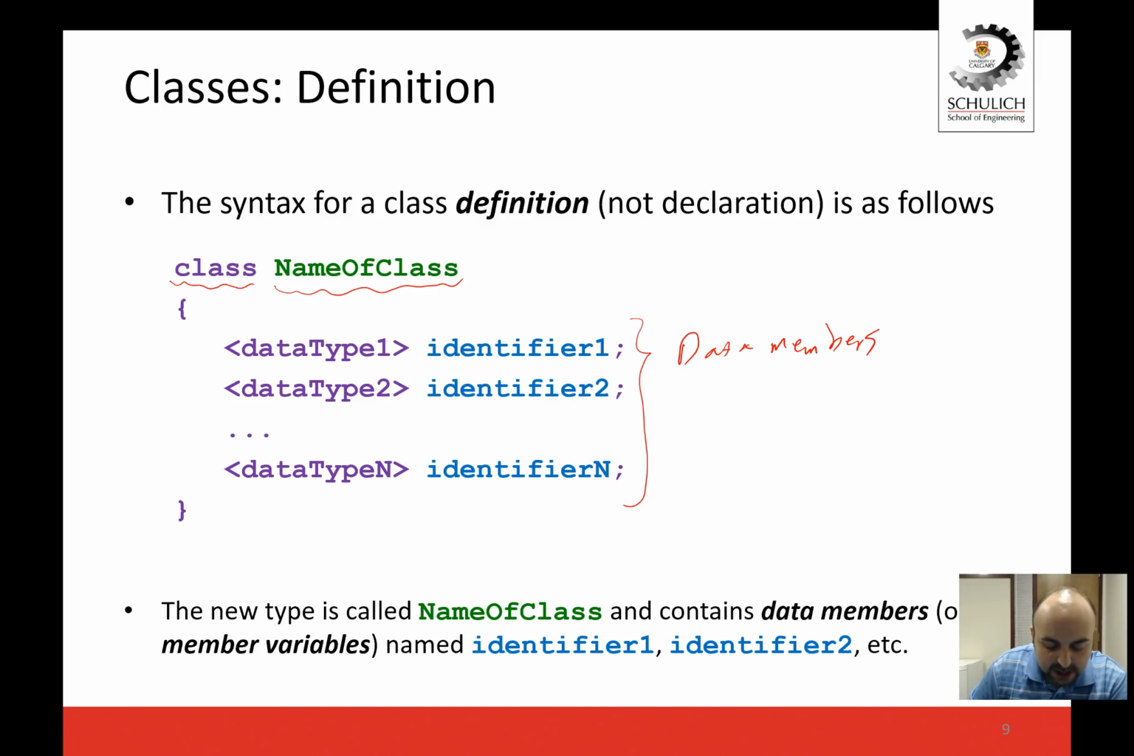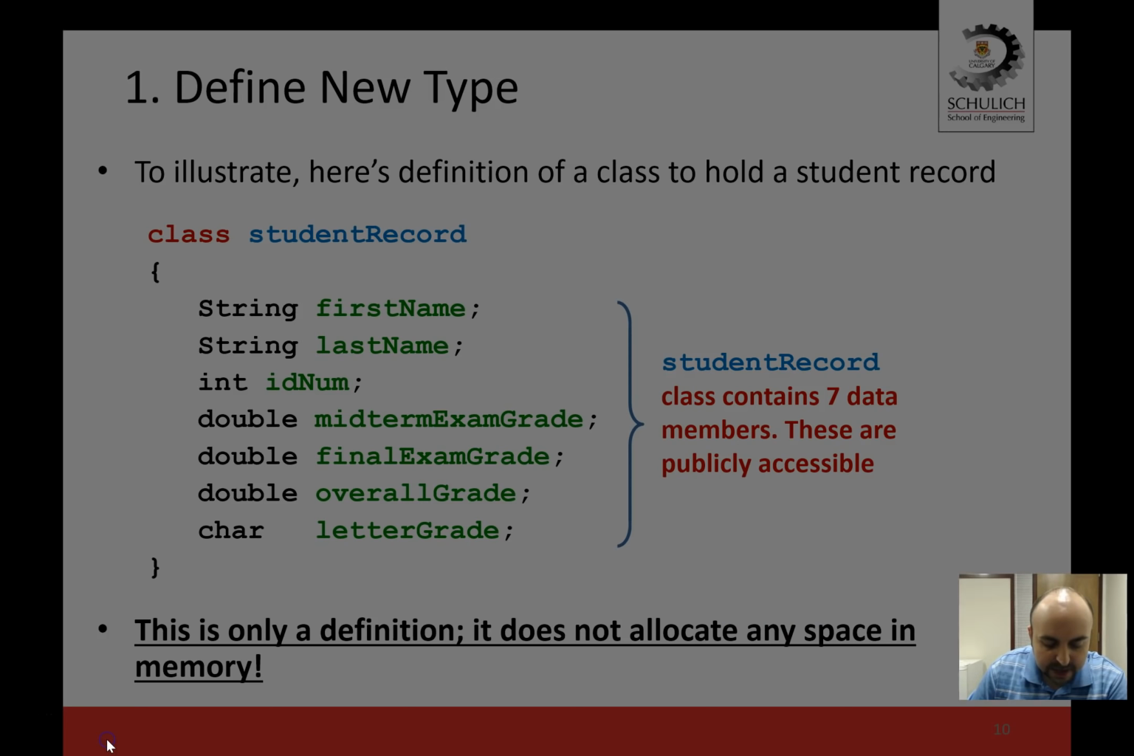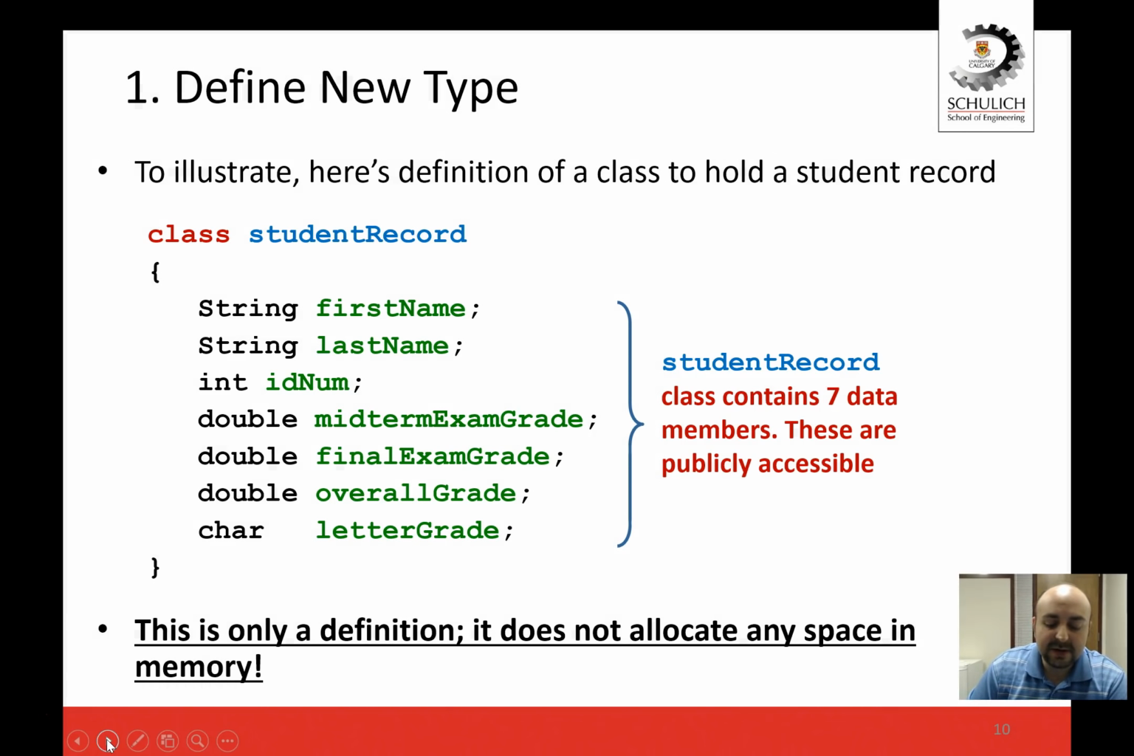So for example, this class is called, whatever name is, name of class, contains data members, or they're also referred to as member variables, and they are different variable names, different identifiers. An example would be class student record. So this particular class has 7 data members. So the key term is data members here. And they're all publicly accessible. That means anywhere in your program, you could access these data members.